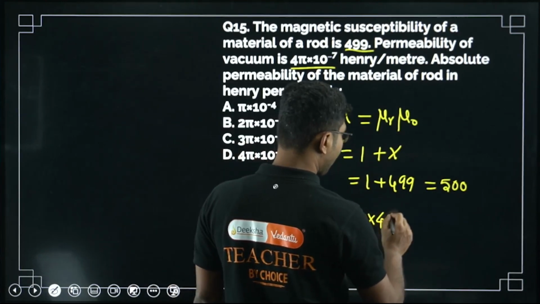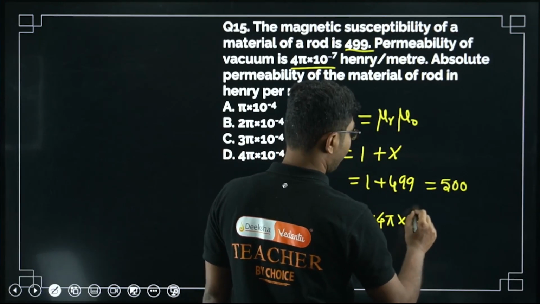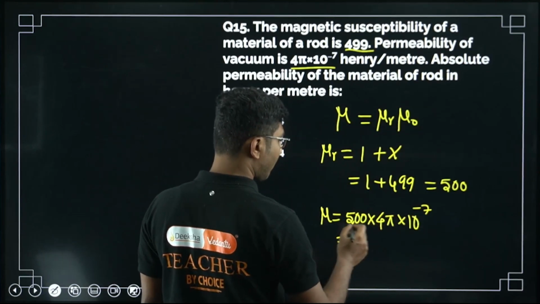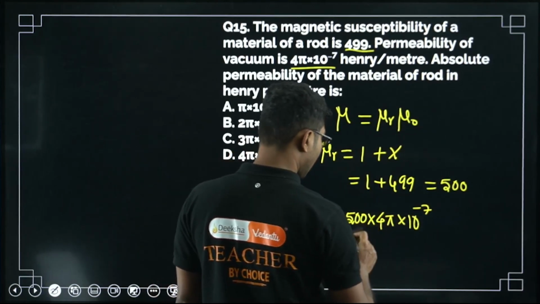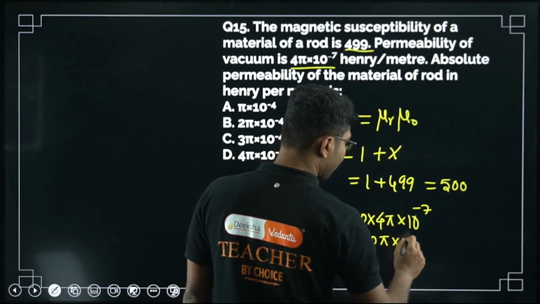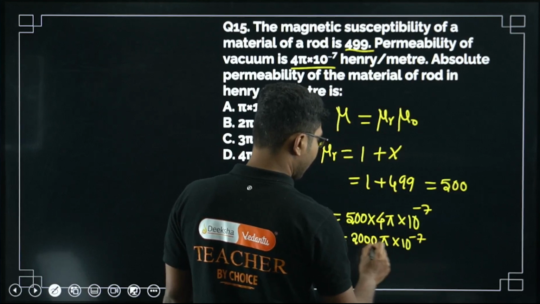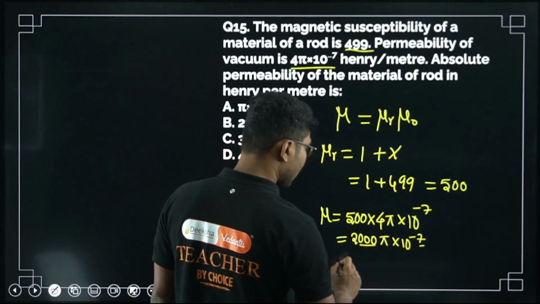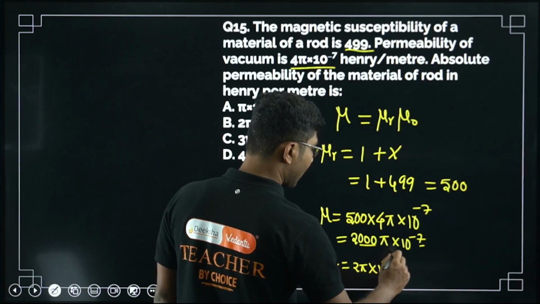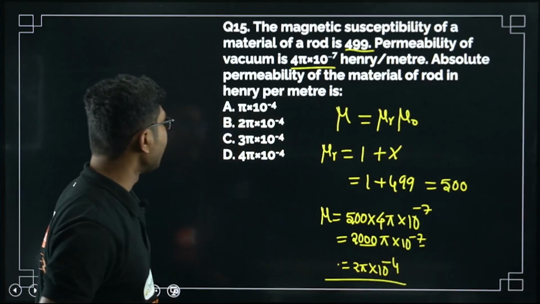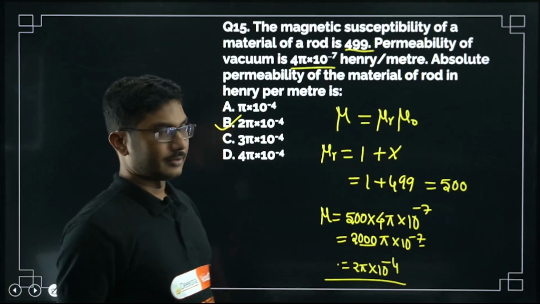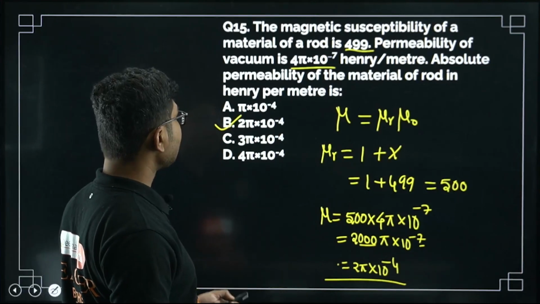Mu naught is 4 pi times 10 to the power of minus 7. So 500 4s are 2000, so 2000 pi times 10 to the power of minus 7. Now you can take these 3 zeros and reduce it here. So 2 pi times 10 to the power of minus 4. So this is the correct answer. Now let's go on to the next question.